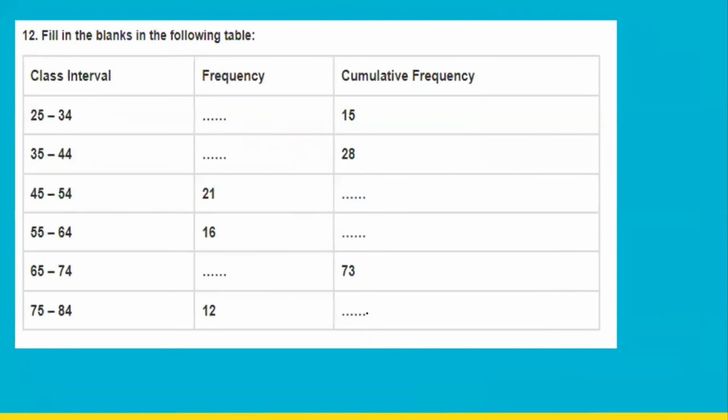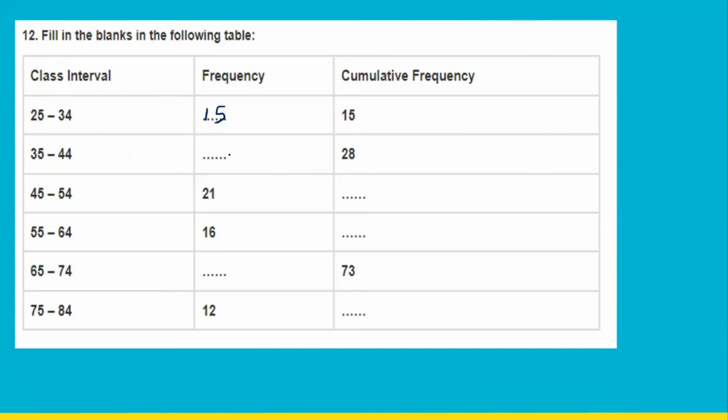Moving to question number 12. This is again easy. So missing frequencies are to be found out. So this is the cumulative frequency 15, and we have to find the frequency. So what do we do over here? In the first case, the frequency is going to remain 15 only. There is no change over here. It remains 15. Okay. For the second frequency, it is going to be 28 minus 15.